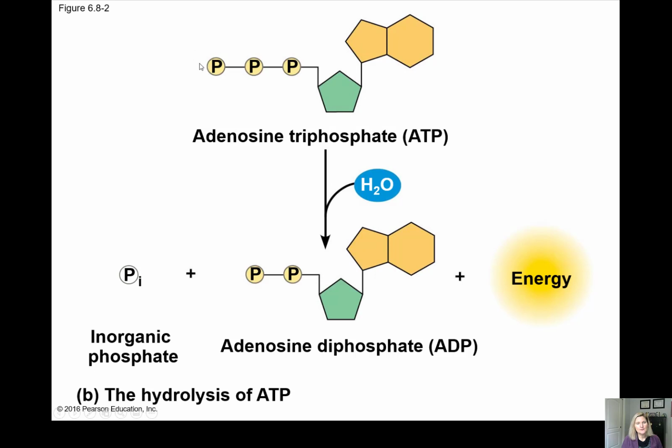So here we have our adenosine triphosphate. It's got three phosphate groups, and then basically this is going to undergo a reaction. In this case, a hydrolysis reaction, so we're adding water to break the bond. And since we're adding water to break the bond, is this an exergonic or endergonic reaction? So remember, exergonic, we're releasing energy. So there you see the energy is being released. Okay, so this would be an example of a spontaneous reaction.